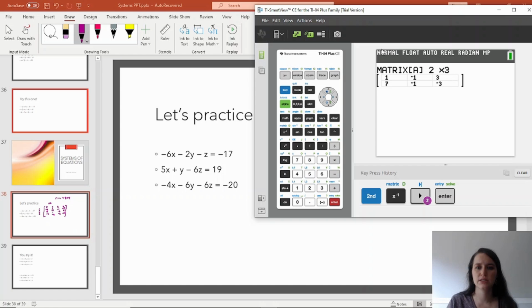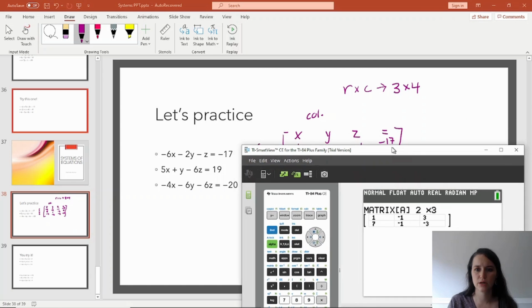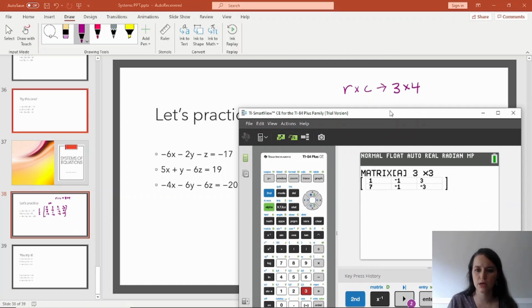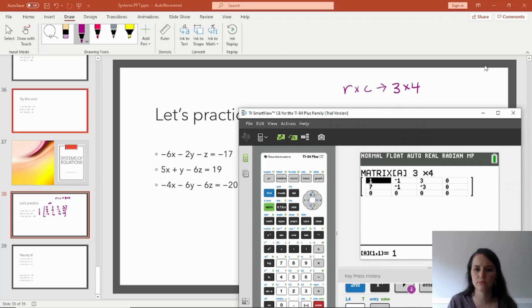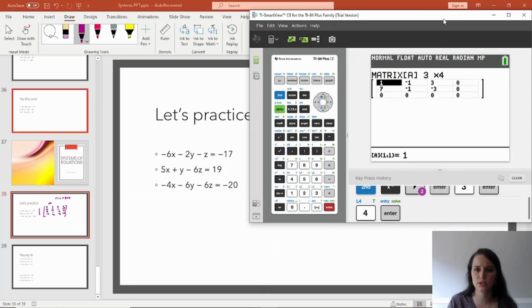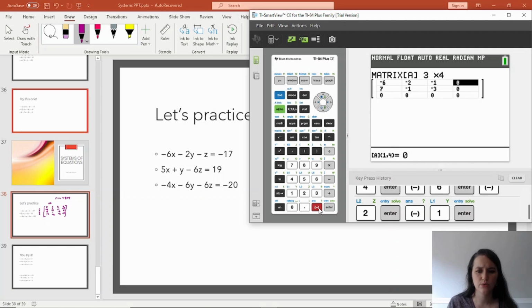So again, I had 3 rows and 4 columns. Sorry, my buttons got squished. I'm just going to fill this in. So this is a negative 6. Negative is underneath the 3 on your calculator. Negative 2, enter, negative 1, because that's just z, and then equals negative 17. So there's my first equation.